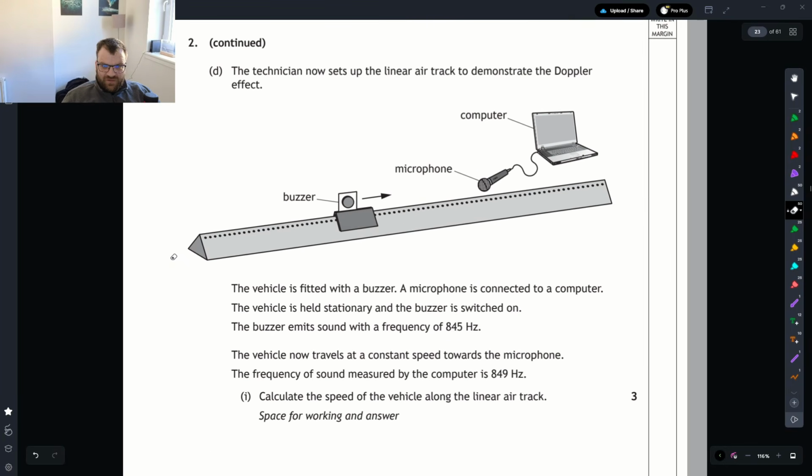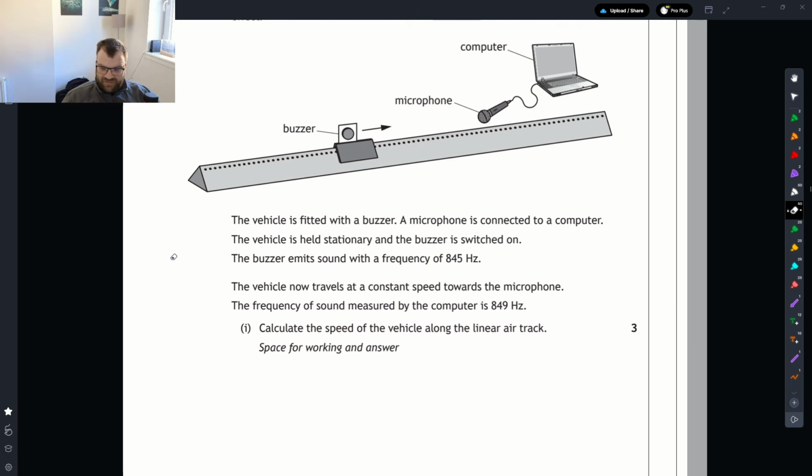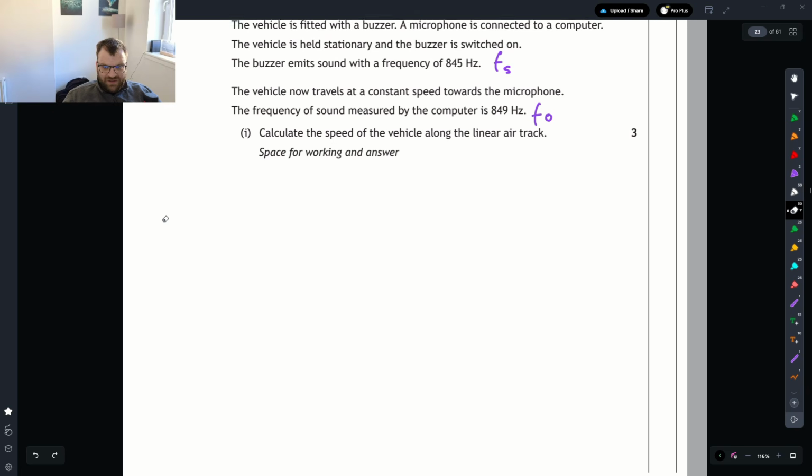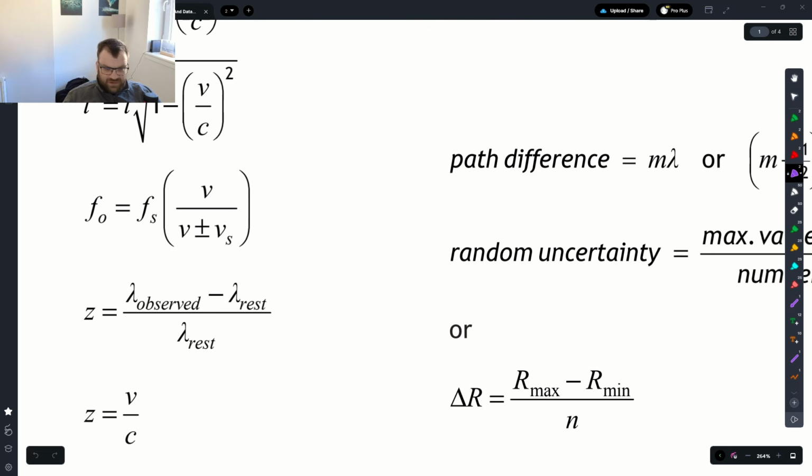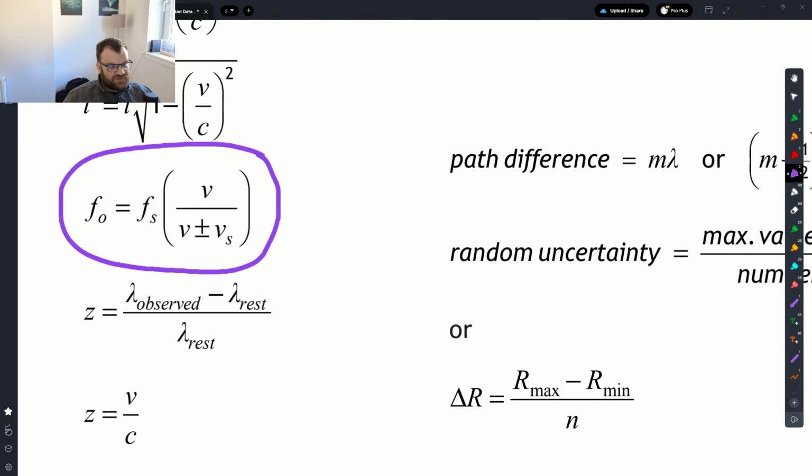Next part, we have got an air track set up to show the Doppler effect. We're given two values of frequency. We have the frequency at source and we have the frequency that's measured, the observed one. We're asked to calculate the speed along the track. And in this question, we want to use this one.